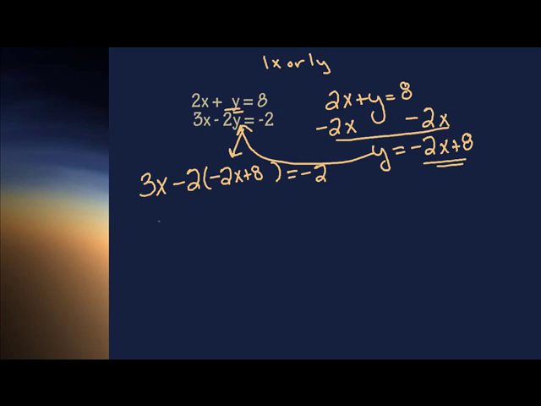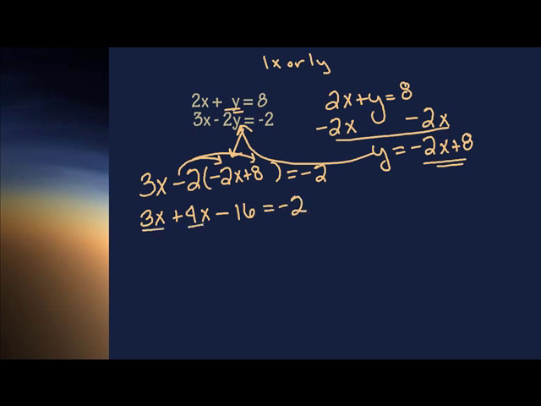So now I'm simply going to do some algebra to get x by itself, or solve for x. So 3x is here. I'm going to take negative 2 and distribute it through everything in the parentheses. Negative 2 times negative 2x is plus 4x. Negative 2 times 8 is negative 16 equals negative 2.